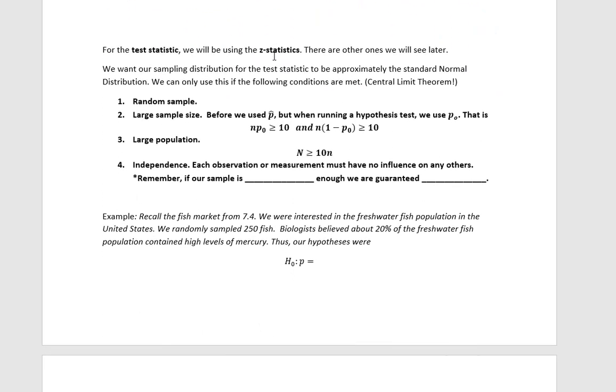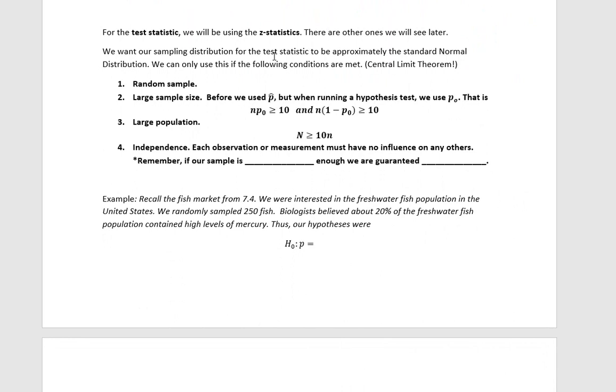All right, so continuing on with step 2, for the test statistic, we're going to be using the z-test statistic. That's the one that looks like the z-score. We're going to be talking about other ones in chapter 9. The key thing is that we want the sampling distribution for a test statistic to be approximately normal, so that we can say these things are outside of the empirical rule, and then we can reject H0.